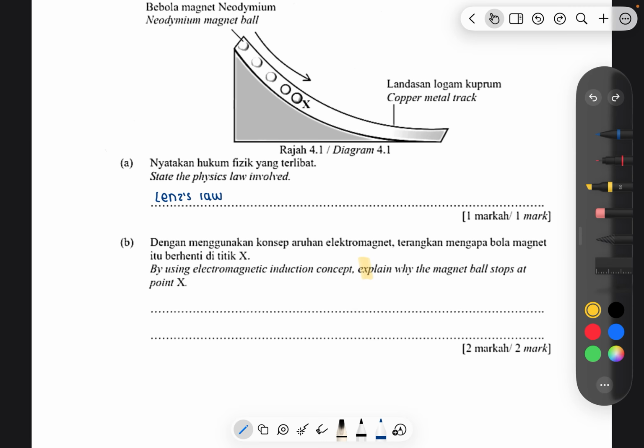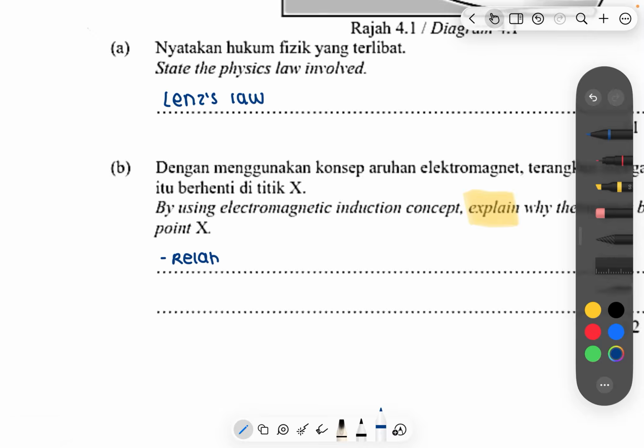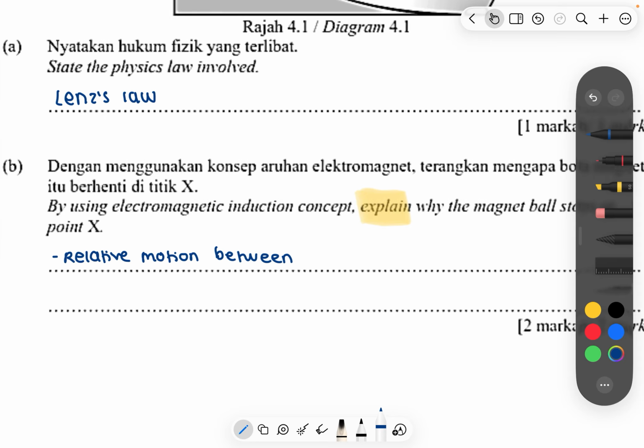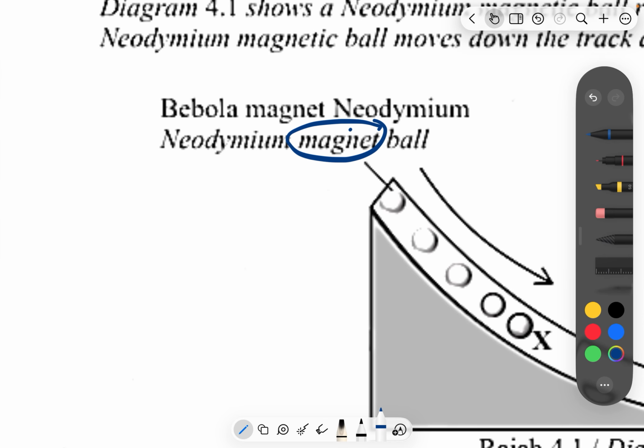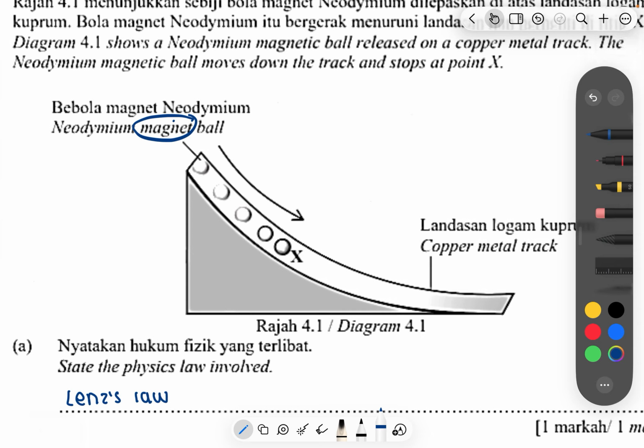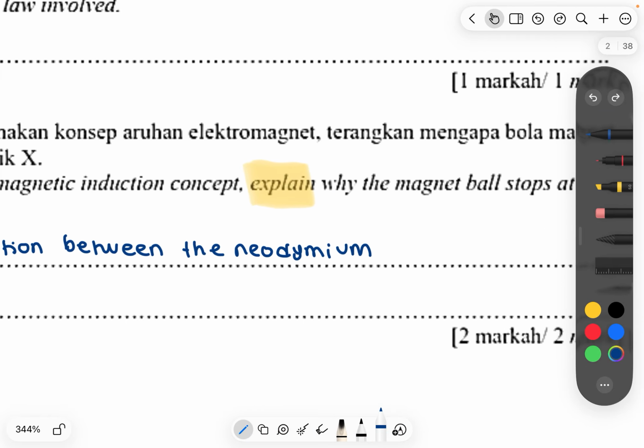Now, by using the electromagnetic induction concept, explain why the ball stops at point X. Okay, so the scheme says that the relative motion between the... it's a magnetic ball. No wonder, bro. Okay, now I understand. So basically it created a magnetic flux, and when you have a magnetic flux, it produces an induced current. So then the induced current always flows in a way it opposes the change of magnetic flux that causes it. So let's say there's a magnetic flux here, and then there's induced current here, and then it stops because they're both opposing each other, and because this is a copper metal track.